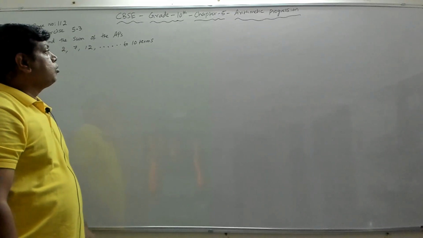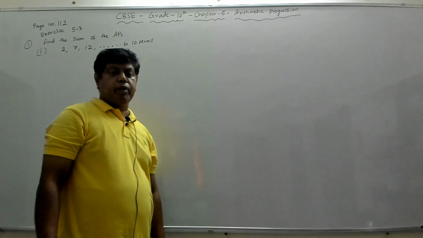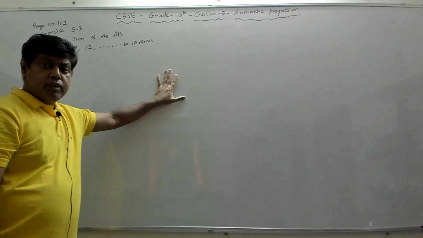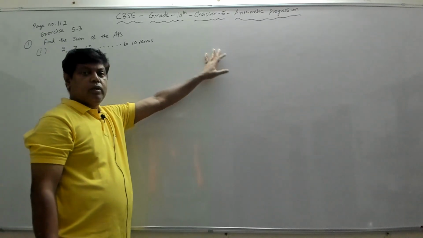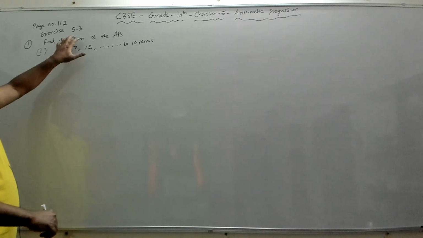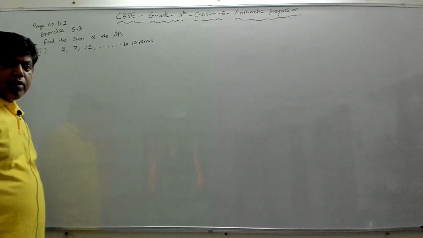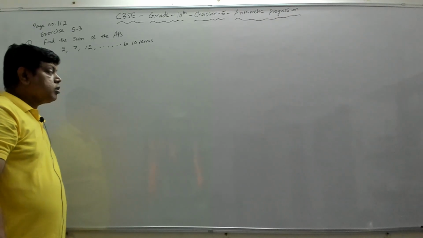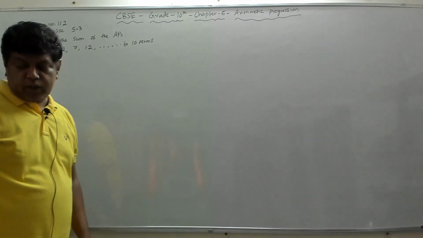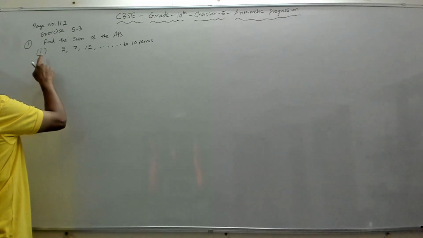In this video, we'll continue with the chapter Arithmetic Progression from your 10th standard CBSE Mathematics, which is chapter number 5 in your textbook. I will start with exercise 5.3 on page number 112 in your textbook. Exercise 5.3, first problem, first subdivision.